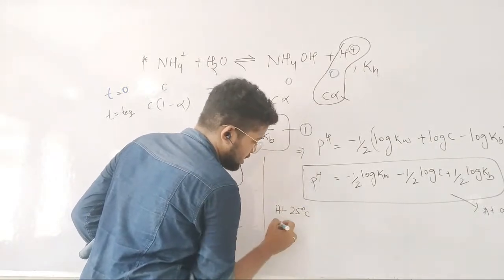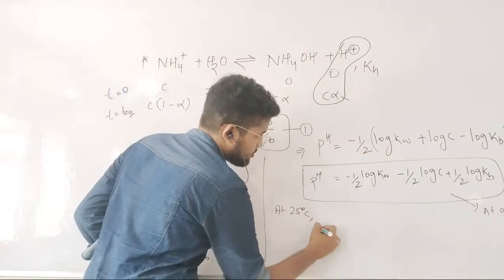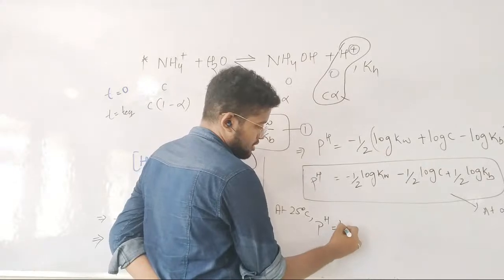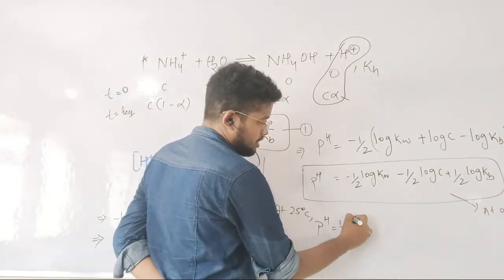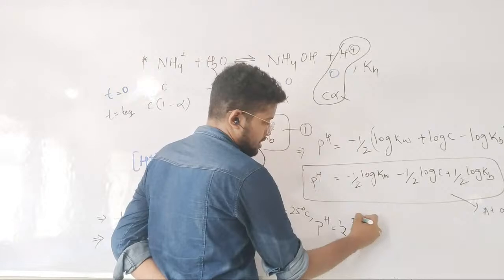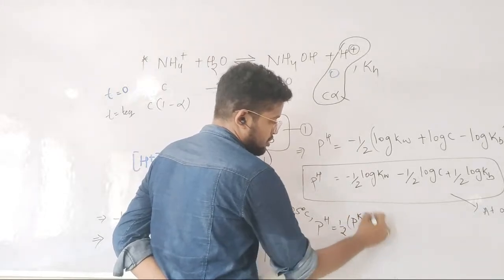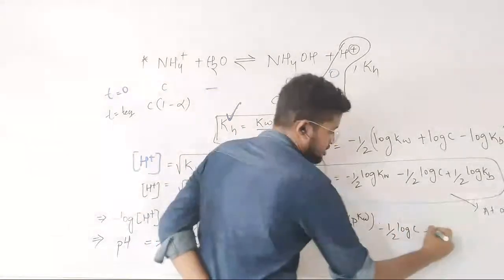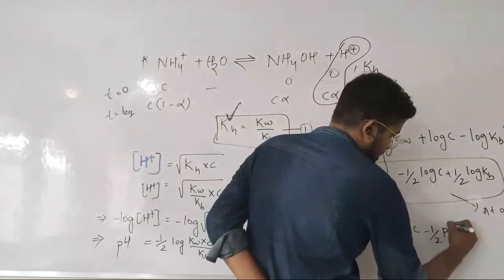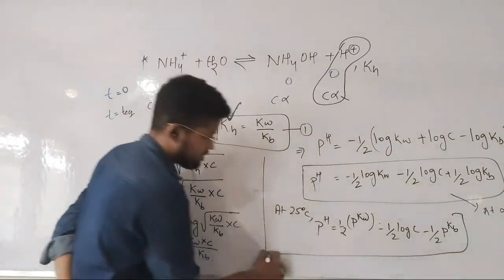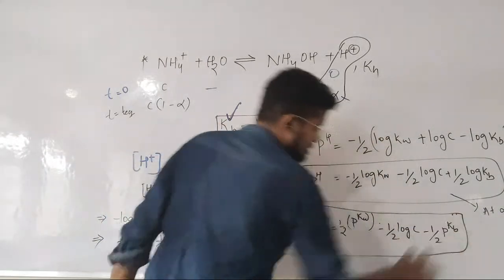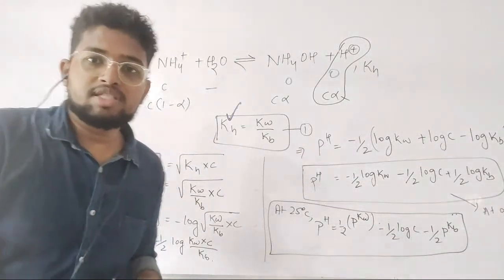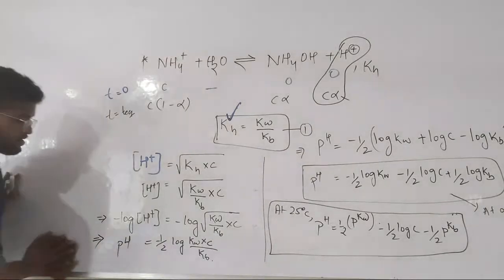can you say what is pKw? So pH will be, half is coming outside, it will be pKw minus half log C, and this will be minus half pKb, right? pKb is minus log Kb, right? So up to this much clear? Can you take a screenshot of this side?